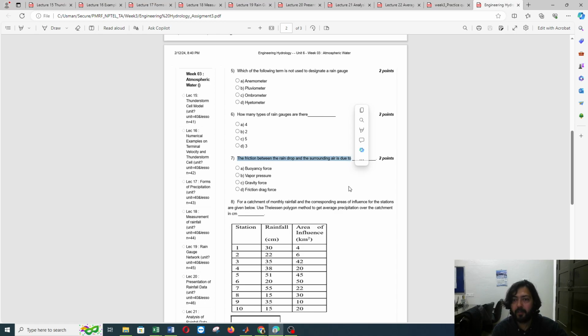Either you can go and look into the recorded video session by Dr. Shrija, and you can see the part where she has derived the terminal velocity equation. During terminal velocity derivation, she would have discussed the part that covers the friction between raindrop and surrounding air. Or also in our previous session, the week 2 interactive session, I have discussed this. So if you look into the first video that I have uploaded, you can come to the conclusion of this answer.